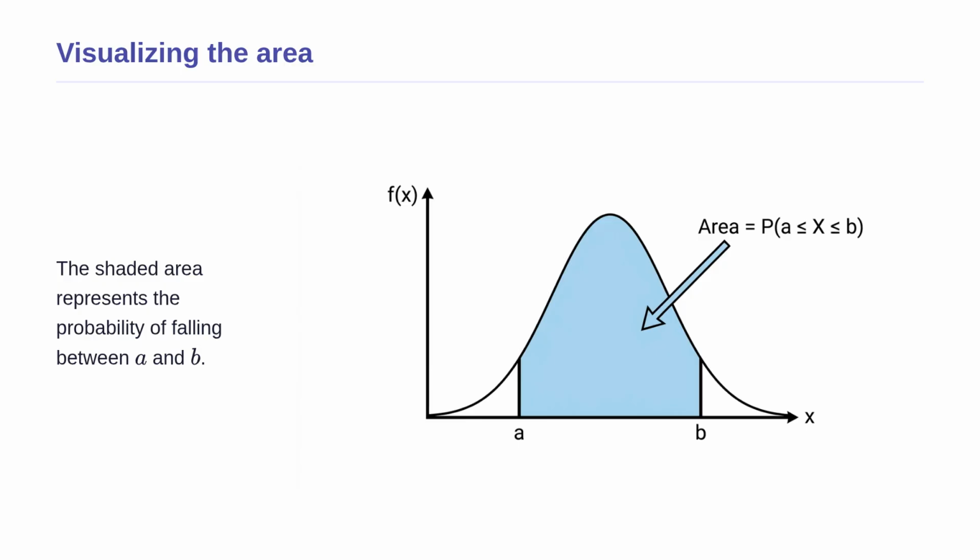Here you see a smooth curve representing a probability density function, f of x. Notice the horizontal axis represents a continuous random variable, x. We have marked 2 points, A and B. The shaded blue region between A and B represents the total area under the curve in that specific window. This physical area is exactly equal to the probability that our random variable falls between the values A and B.